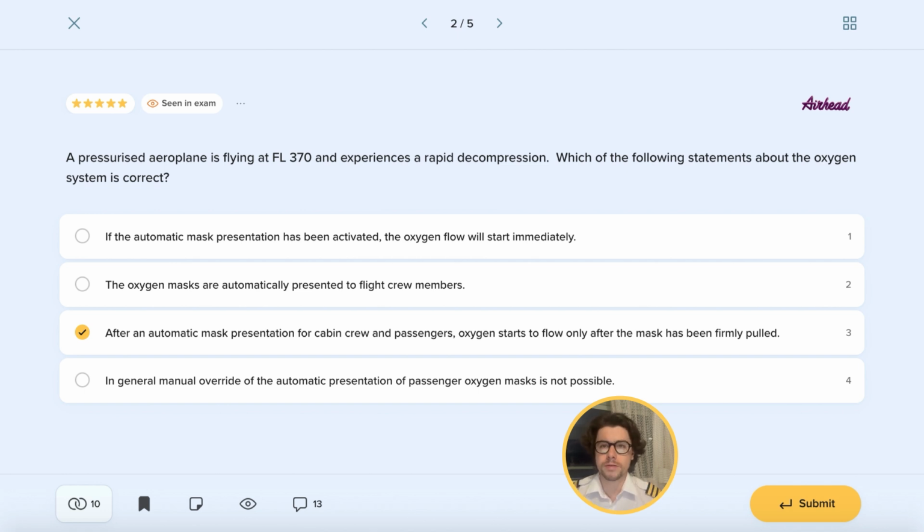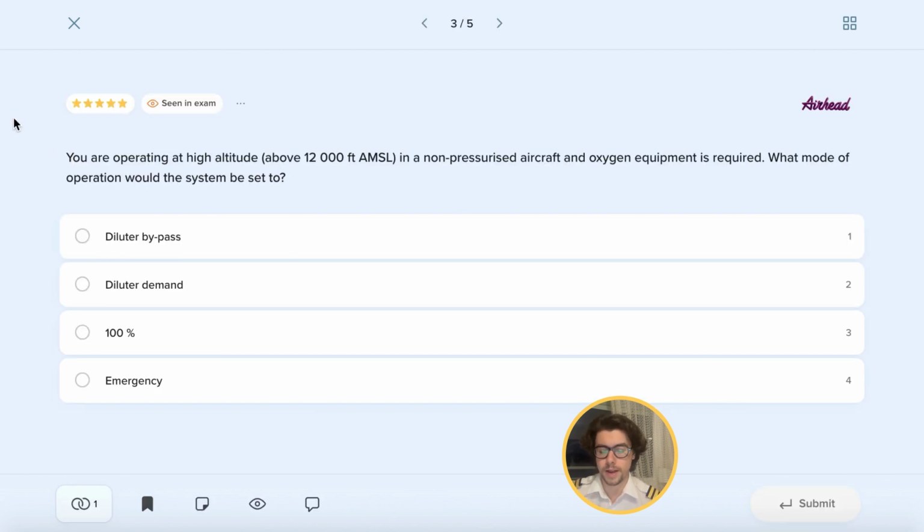And also some of the newest aircraft, like the Dreamliner or Airbus A350, they have something that's called pool socks. And instead of having a chemically generated oxygen above each row, they have actually little bottles of oxygen above each row of seats for the passengers with the actual oxygen inside. Question number 3. You are operating at high altitude, so above 12,000 feet, in a non-pressurized aircraft, and oxygen equipment is required. What mode of operation would the system be set to?